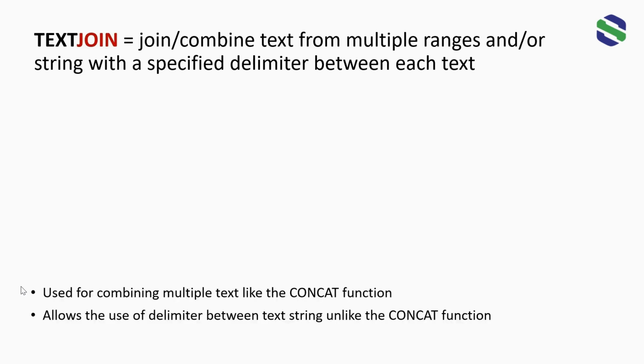Though the TextJoin function works in the same way as the concat function in terms of the ability to join several text strings together as one, when we are specifying a range, the TextJoin function allows us to include or insert a delimiter between the text strings. Endeavor to watch this video to the end in order to understand the capability of this TextJoin function.